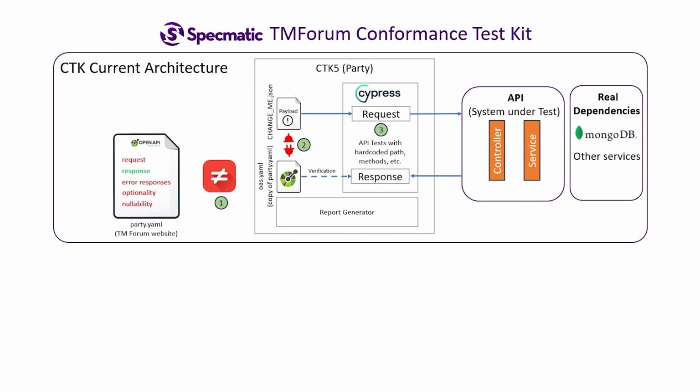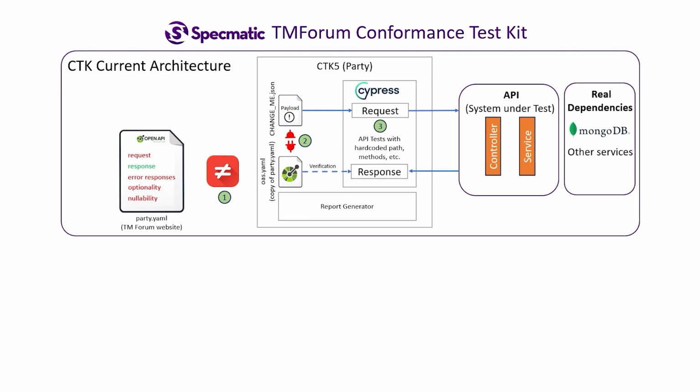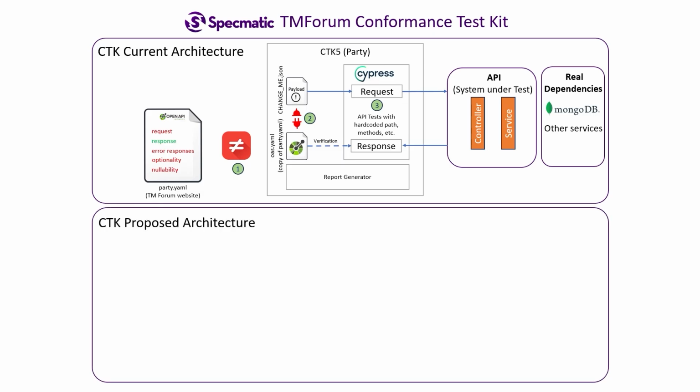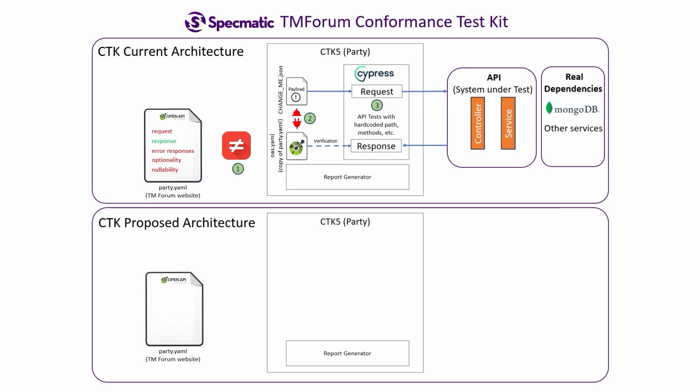Substituting the Cypress setup with Specmatic can solve all these problems. In our proposed architecture, the API specification on the website would be the primary source of truth. The Cypress tests in the CTK would be replaced with Specmatic. Specmatic reads a configuration file called specmatic.json and gets from it the link to the specification on the website. This would be the only specification in use, thus addressing the first problem of duplicate specifications.